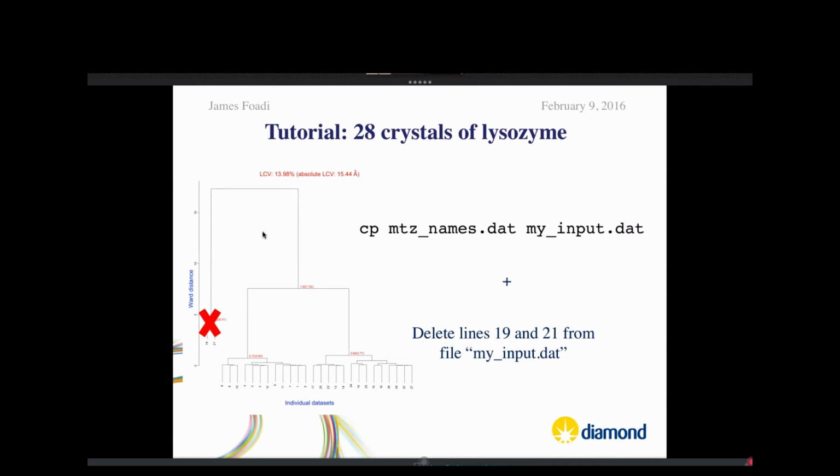And this is how we proceed. A file named mtz_names.dat has been automatically created by the previous run of Blend with the list of valid input files. The file can be copied into a new file called, for instance, myinput.dat. And in this file, the lines related to datasets 19 and 21 are deleted.